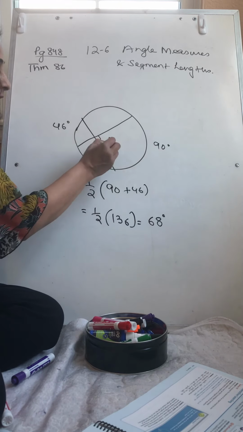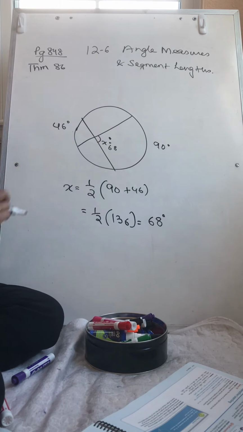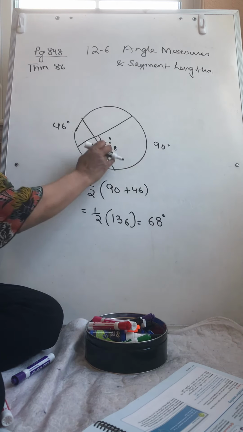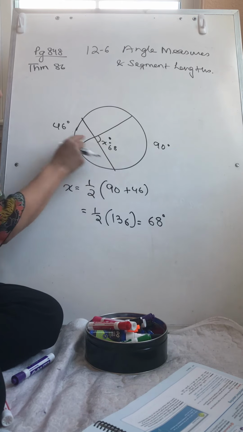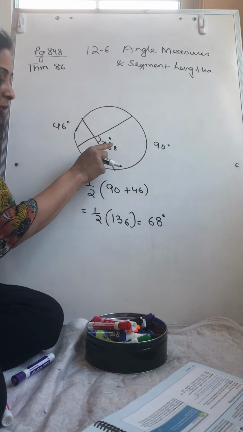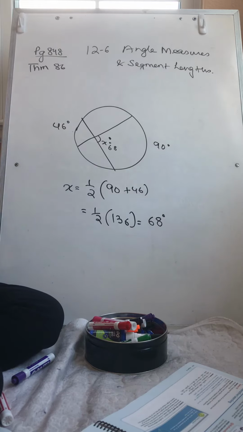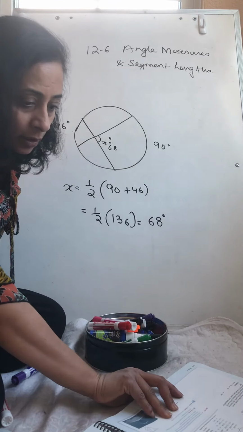See, 68 has nothing to do with the 90 and the 46. But it is half of the sum. So individually there is no relation between 68 and 90 or 68 and 46. What I know is 68 is half of the sum of these angles. Okay. Let me see if there's any other problem.